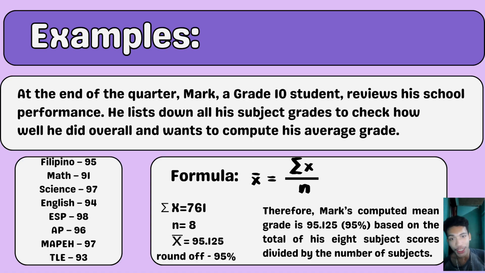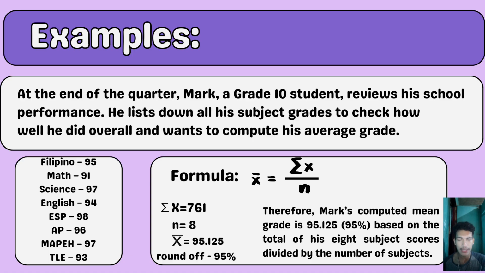Let's take another example. At the end of the quarter, Mark, a grade 10 student, reviews his school performance. So he lists down all his subject grades to check how well he did overall and wants to compute his average grade. In Filipino, he got 95, mathematics 91, science 97, English 94, ESP 98, Araling Panlipunan 96, MAPEH 97, TLE 93.